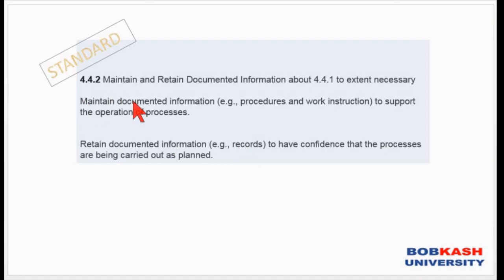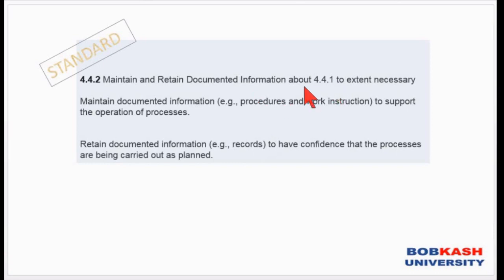So you have two things in the new standard. Maintain documented information. This is nothing but the documents in the previous version. So whenever you find maintain documented information, it means basically procedures and work instructions or documents in the previous version of ISO 9001. And wherever you see retain documented information, it means records as in the previous version of ISO 9001. So 4.4.2 is just the documented information of 4.4.1.